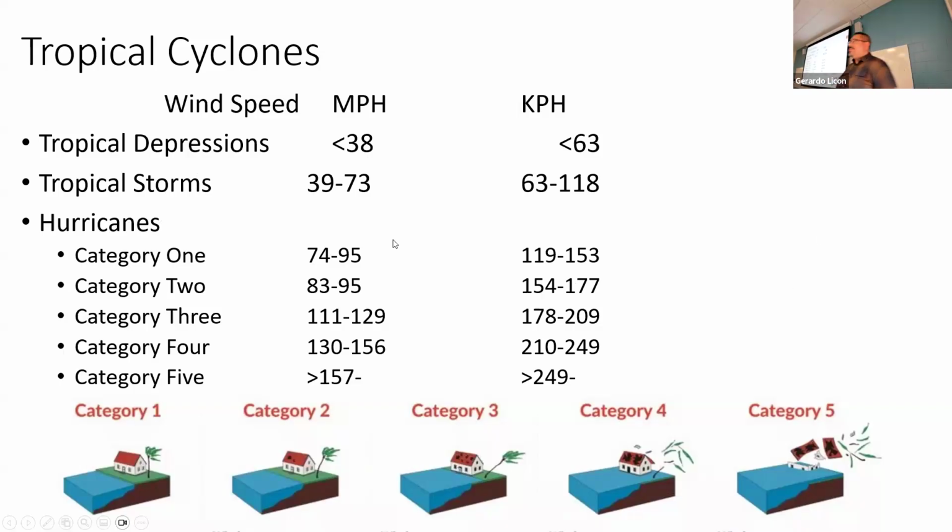I'm not going to test you on the specific miles per hour of each one. Maybe the only one you need to know is 74. Above 74 miles per hour becomes a hurricane. Do know that category 1 is less powerful than category 5, or know the relative order of these, not the specific miles per hour or kilometers per hour. You're not going to be tested on that.